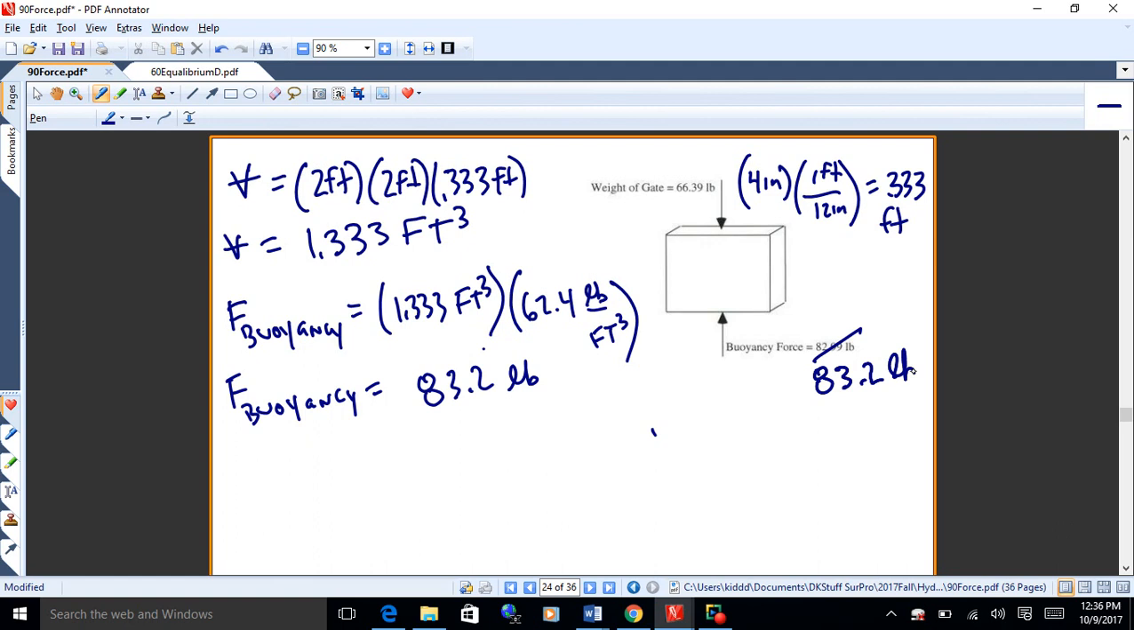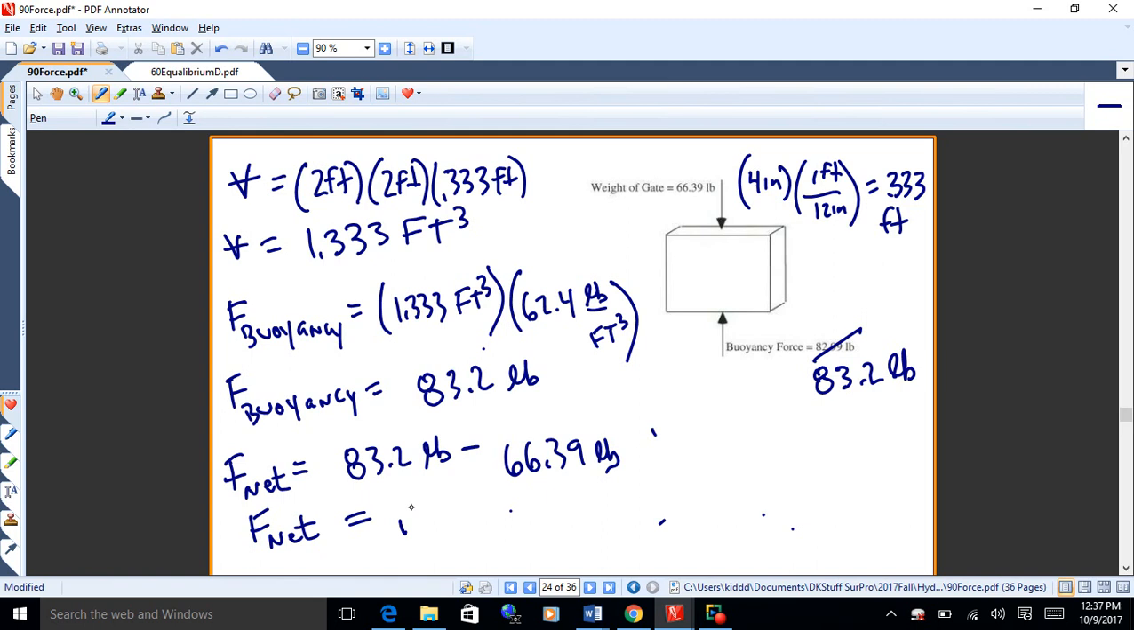So that number in your book might be just a little bit off. It just depends on how you round. You'll get 83.2. So if you want to find the net force, you've got 83.2 pounds up and 66.39 pounds down. So it's going to be a positive upward force, isn't it? 16.8 roughly? Depends on how you round it, but I got about 16.8, I think.